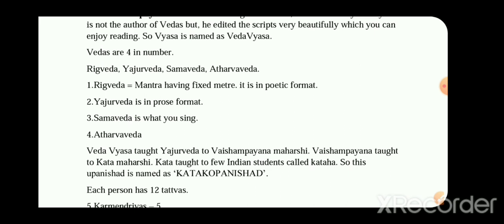And the mantras in Rig Veda have a certain fixed meter. All the mantras have a fixed meter, and they are in a poetic format. And in Yajurveda, all the mantras are in a prose format. And coming to Samaveda, Samaveda means the mantras which we actually sing. So that is called Samaveda, and we have Atharva Veda, the fourth one.